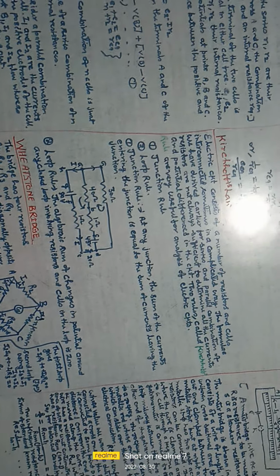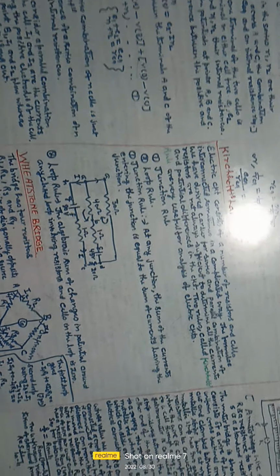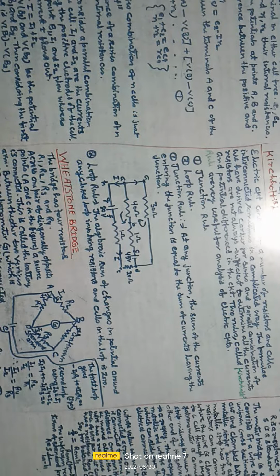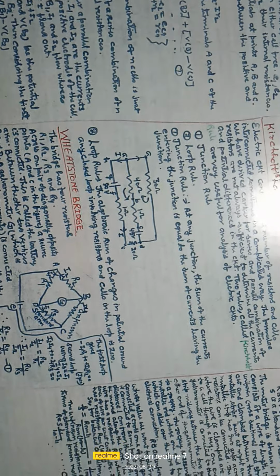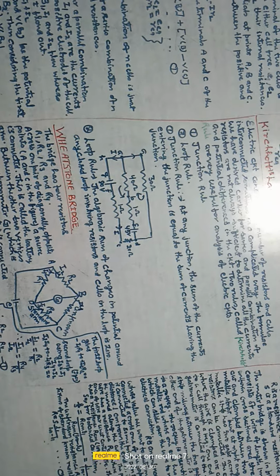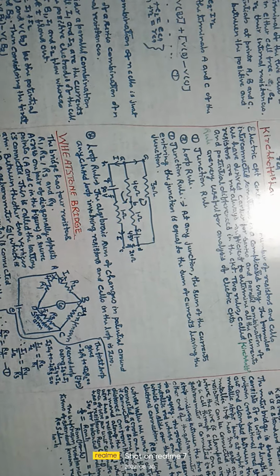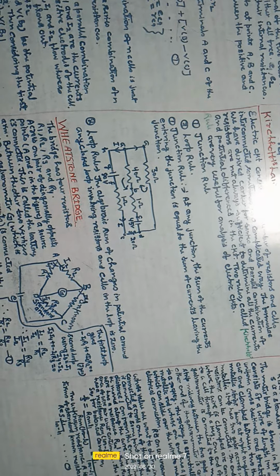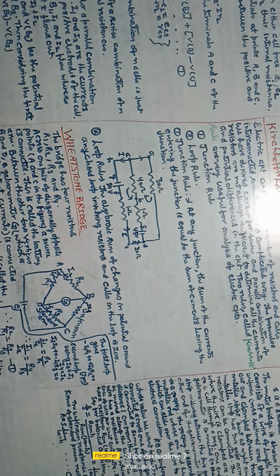Junction rule: at any junction, the sum of the currents entering the junction is equal to the sum of the currents leaving the junction, as shown in the figure. Loop rule: the algebraic sum of all changes in potential around any closed loop involving resistors and cells in the loop is 0.